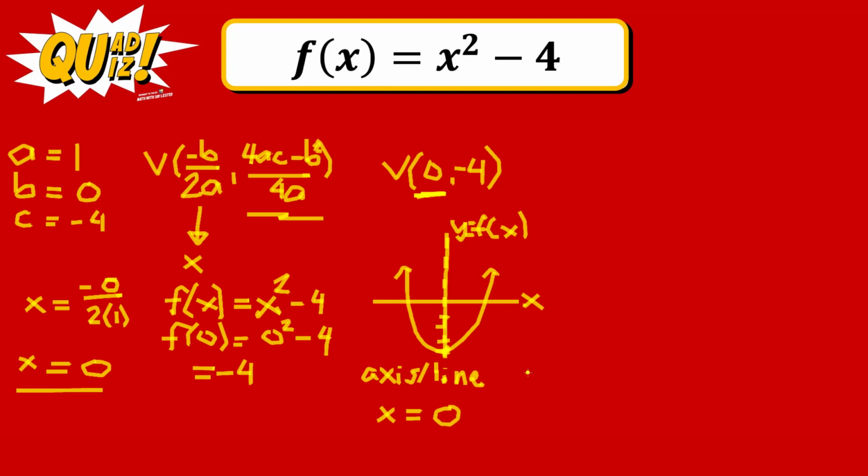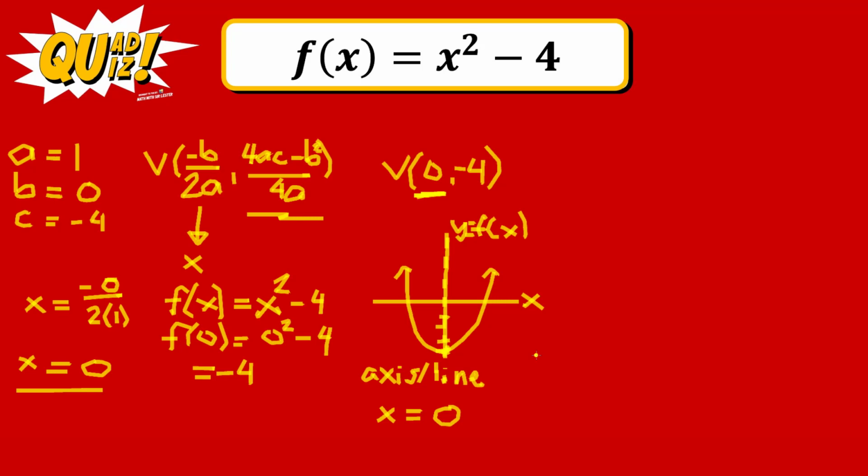That is why the vertex is also connected to the concept of the axis or line of symmetry. You don't need to draw. I'm just trying to illustrate it here, but you don't need to draw. Automatically, once you are sure of your vertex, take the x-coordinate, make it an equation. That's your axis or line of symmetry.